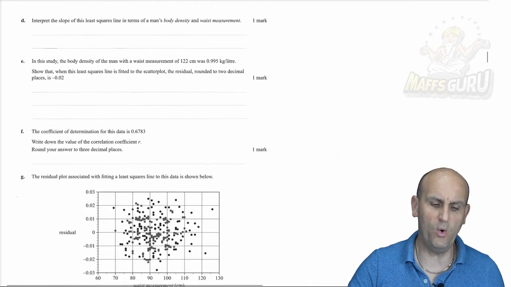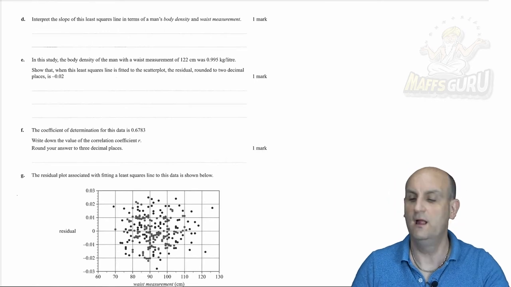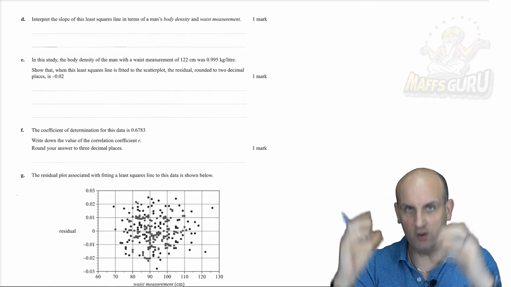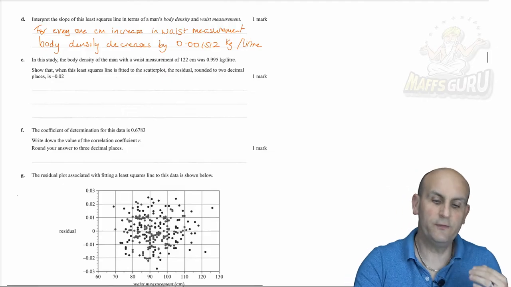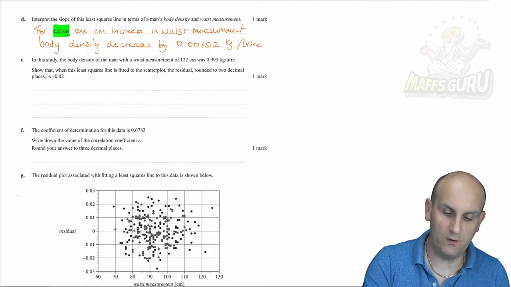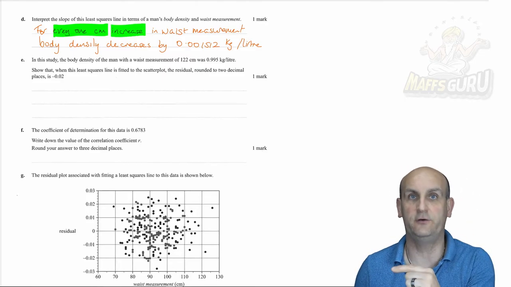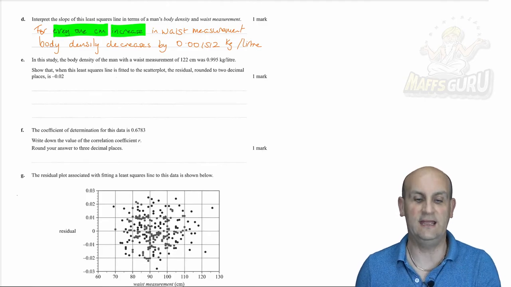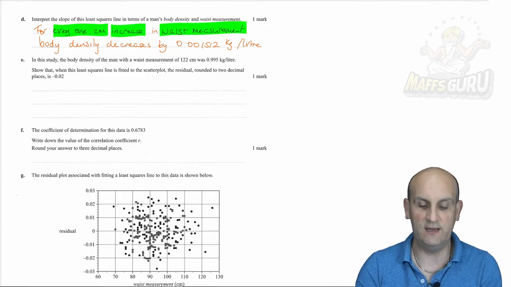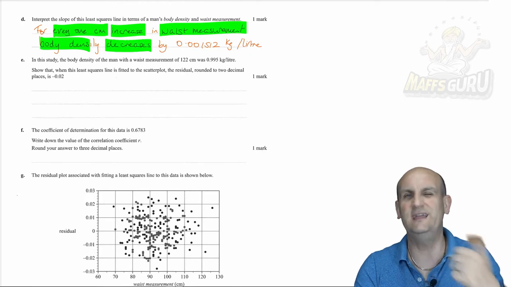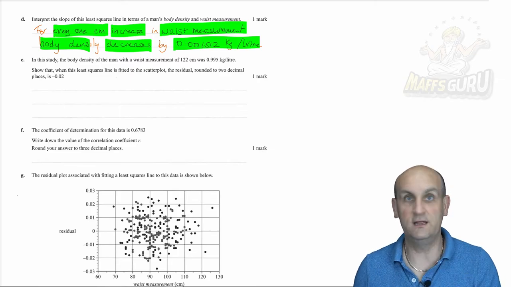There we go. Next, interpret the slope of this least squares line in terms of a man's body density and waist measurement. Again, these are the type of questions that are just scaffolded and you write the wording in your summary book and really just regurgitate. So the scaffolding here says for every 1 centimeter increase, these are the words they are looking for. They want you to say for every 1 unit increase along the explanatory variable, and they've given you centimeters. They want the words increase in waist measurement. Put the units in there, say what it is. Body density decreases. So we're looking for increase and increase or decrease and decrease by, and again, the value that the gradient actually tells you.